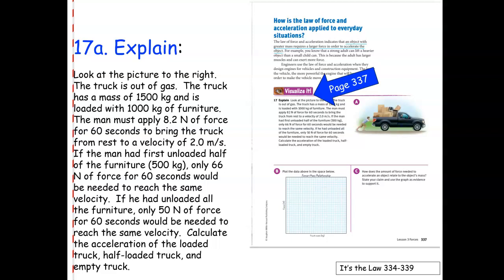Okay, 17 has 3 parts. So they want you to look at the truck, and the dude's truck stalls, and he is going to try to push start it to get it going fast enough that he can jump in and pop the clutch, if you know what that means. And so you have 3 scenarios. You have him with the truck fully loaded, and then he's going to take off half of the mass off the truck, and then he's going to empty the truck completely. And so they ask you to calculate the acceleration of all 3 scenarios.